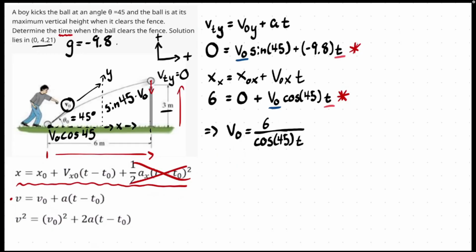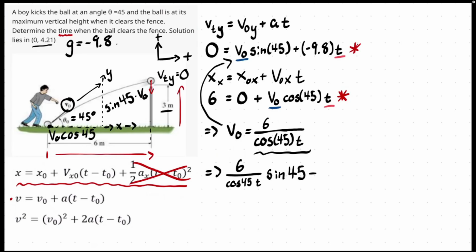Okay, now I rearrange that equation. I'm going to plug it back in over here where I have this V naught, right? So where I had that V naught, I'm going to plug in this term I just got. So 6 over the cosine of 45 times the time times the sine of 45 plus negative 9.8 times t equals 0, right? Because that's what this equation equals.